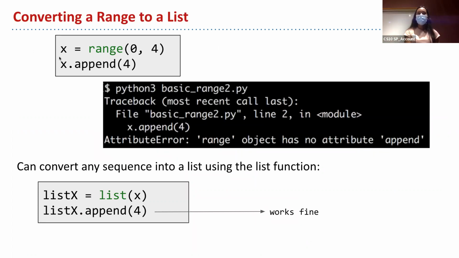The way that you can convert a range to a list is by calling the list function on the range. So if we create a range called x from 0 to 4, and then we want to add 4 to the end of it, we convert it into a list by calling list on it. This is similar to what I just showed where map was outputting a map object, and in order to convert it to a list, we had to call the list function on it. Now we can do dot append, whereas up here we couldn't because we were dealing with the range. Does that make sense?